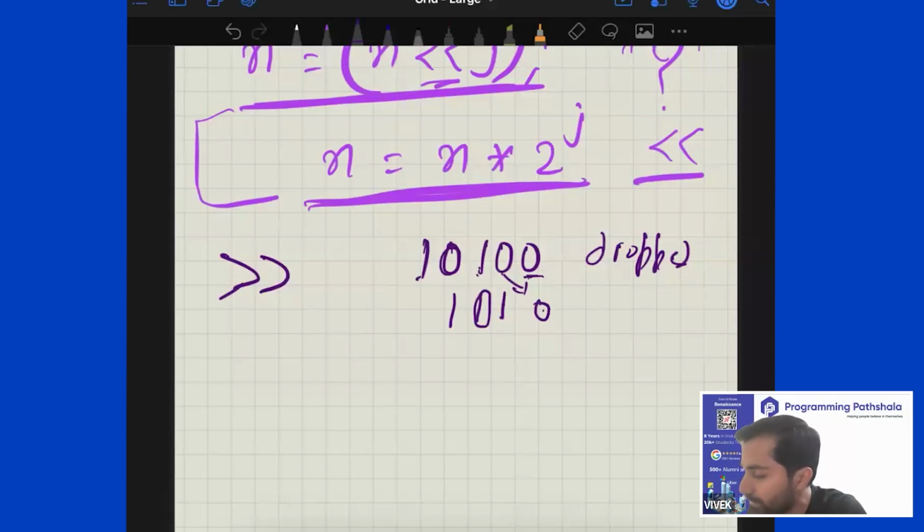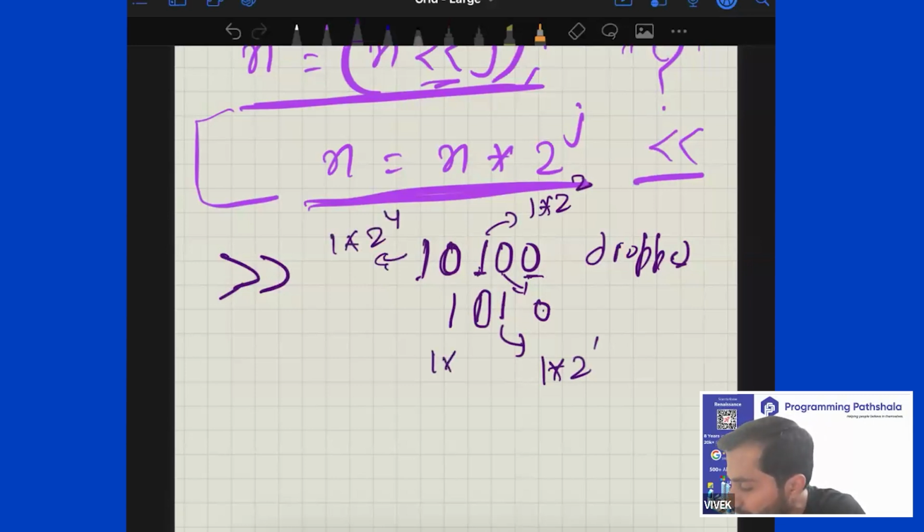So when you do something like this, you can clearly understand that everything is going to lose a factor of 2. So if here this 1 represents 1 multiplied by 2 power 2, here this poor 1 will represent 1 multiplied by 2 power 1. Here if it represented 1 multiplied by 2 power 4, here it would represent 1 into 2 power 3. So if you right shift something by 1 unit, that is just like dividing by 2.